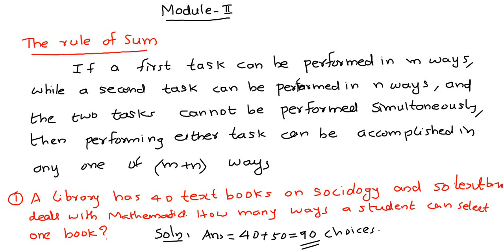If a first task can be performed in m ways, and the two tasks cannot be performed simultaneously, then performing either task can be accomplished in any one of m plus n ways. A library has 40 textbooks in sociology and 50 in mathematics. How many ways can a student select one book? There are 40 plus 50, which is 90 choices.